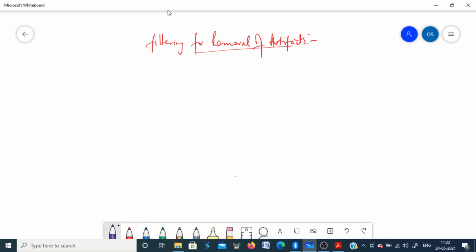Okay, and the cancellation of artifacts or interference is very important as far as the biomedical signals are concerned. Okay, so if you have an ECG signal, it gives information about the electrical activity of the heart. Similarly, you may have an EEG signal which shows the electrical activity of your brain.